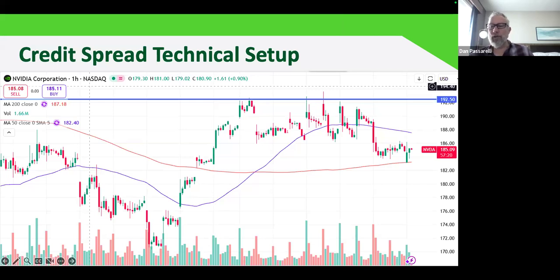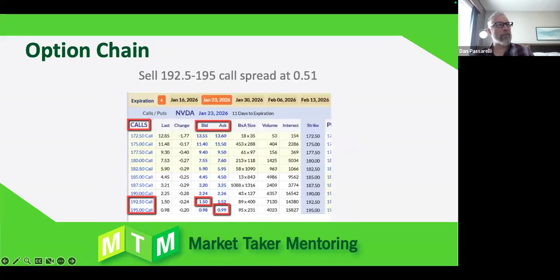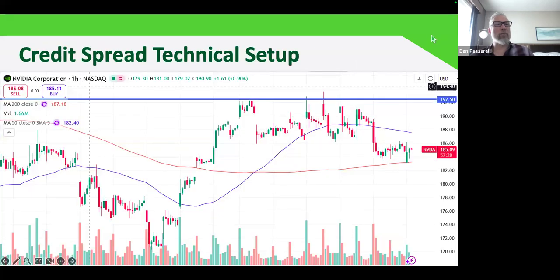And then we'll also look at the news to see, hey, are there any volatility events planned? Meaning, is earnings coming out? We don't want to put on a debit spread or credit spread going into earnings usually. But we want to know what's going on in the stock. And then we're going to look at the option chain. Now, where did I say the resistance was? 186. There's actually more at about 190.